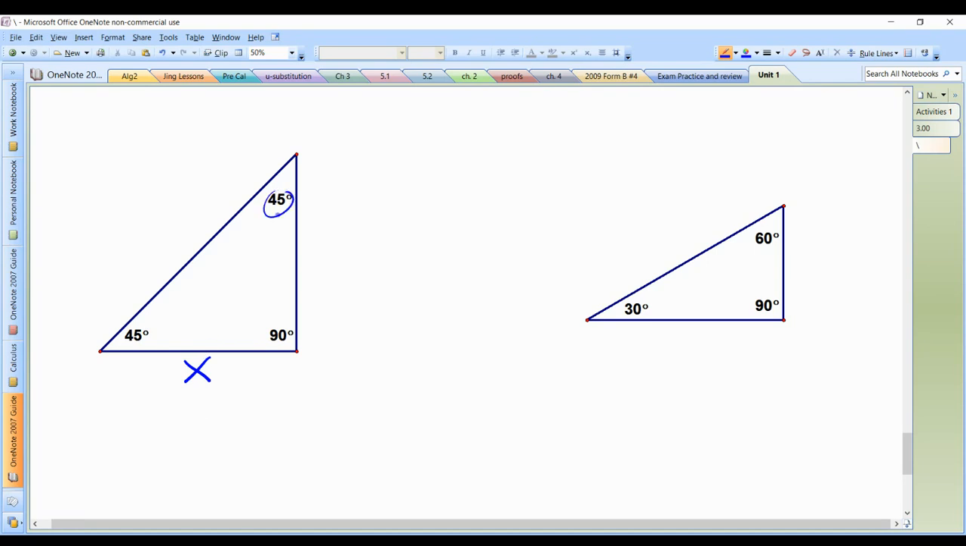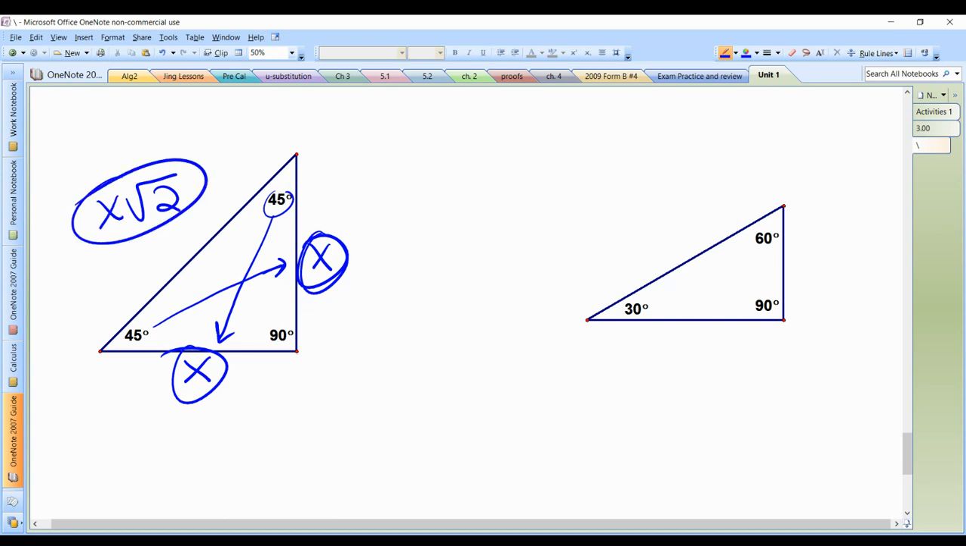If it's opposite the 45-degree angle, then the other side opposite the 45-degree angle has to be the same. So whatever this side is, this must be identical. And the length of the hypotenuse, hopefully you've noticed, will always be the square root of 2 times whatever that length is.